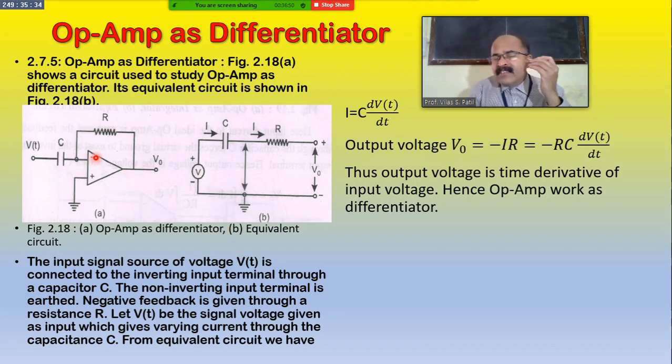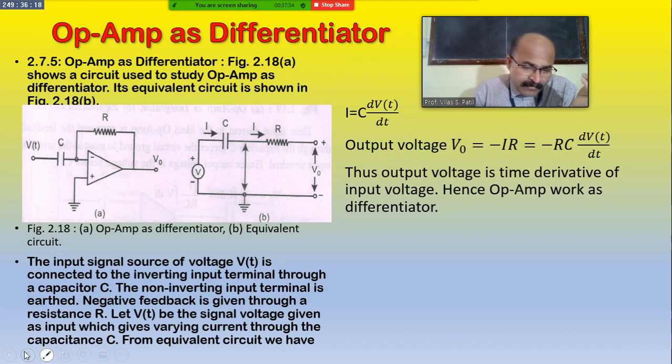Feedback is negative because a 180 degree phase difference is observed between the inverting input terminal and the output of the operational amplifier, and hence the negative feedback is given through resistor R. Let Vt be the signal voltage given to the input, which carries the current I through the capacitor, and from the equivalent circuit we can see that current I is C into dVt divided by dt.